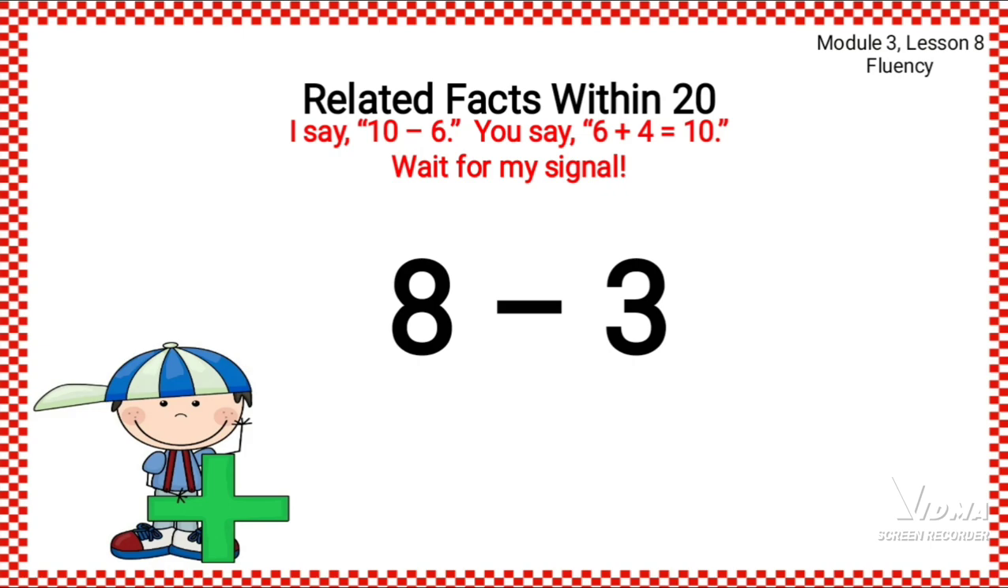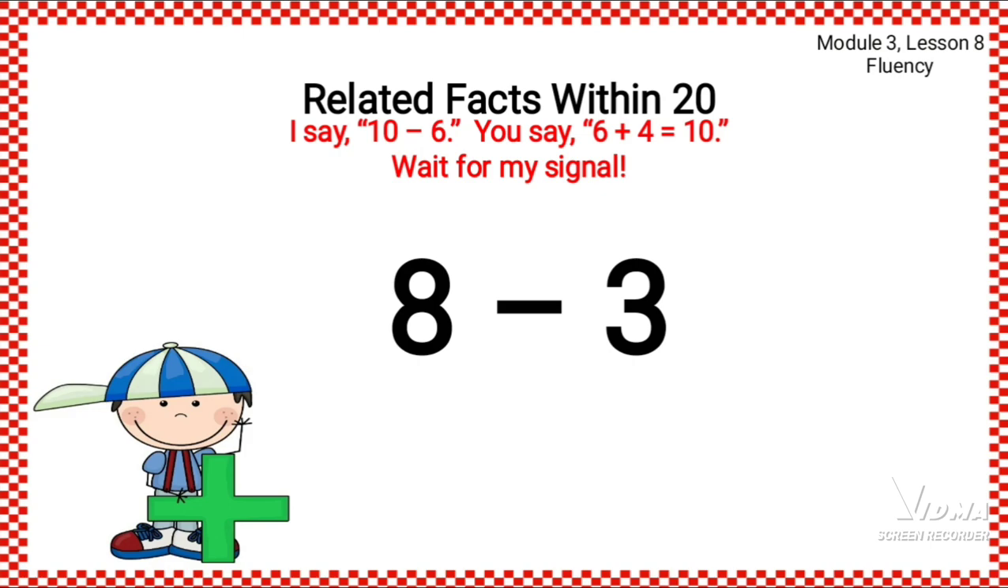All right, let us do this other one. Let us play another game this way. I am going to say related facts within 20. This is what I mean. If I say 10 minus 6, you will say 6 plus 4 equals 10. So the number I am subtracting from the higher one, tell me what you add to it to get that higher number. So for me to get 10, since I'm subtracting 6, I know that if I add 4 to 6, I will have 10. So if I say such a number, give me the answer. 10 minus 6, 6 plus 4 equals 10.